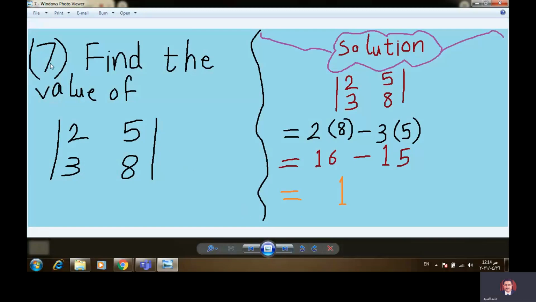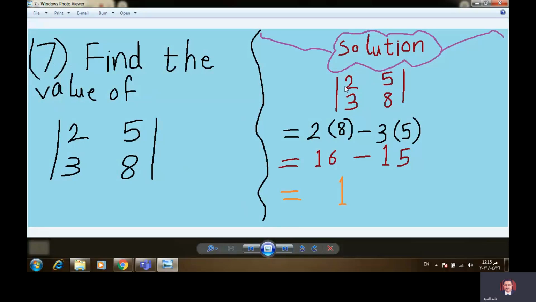Now, number 7, find the value of this determinant. We have elements 2, 5, 3, and 8 inside the determinant. Solution: multiply the elements of the main diagonal, 2 times 8, minus 3 times 5, the other diagonal.